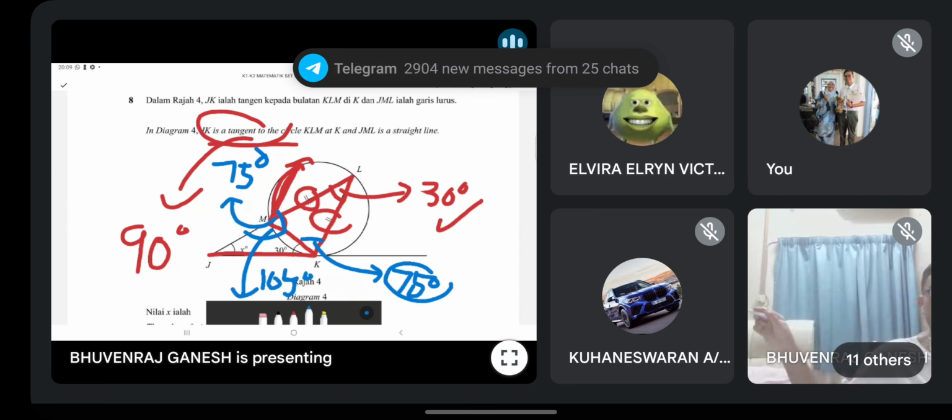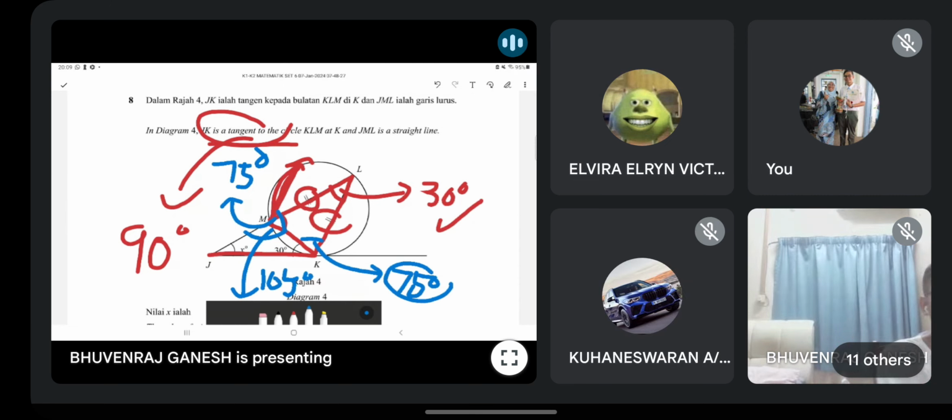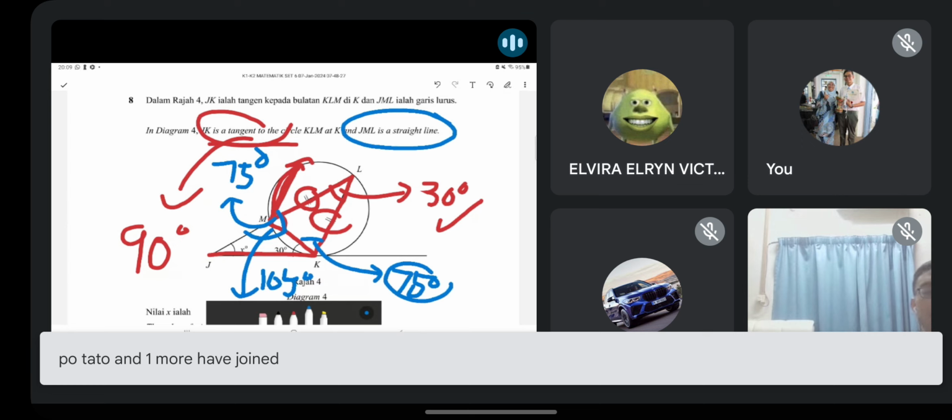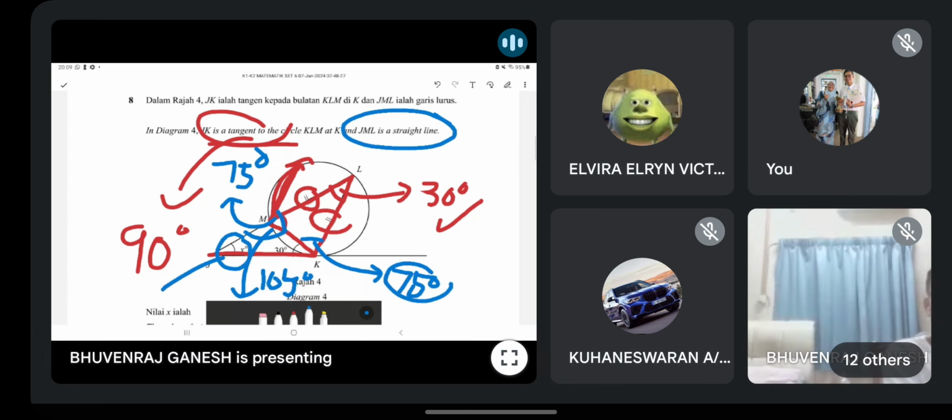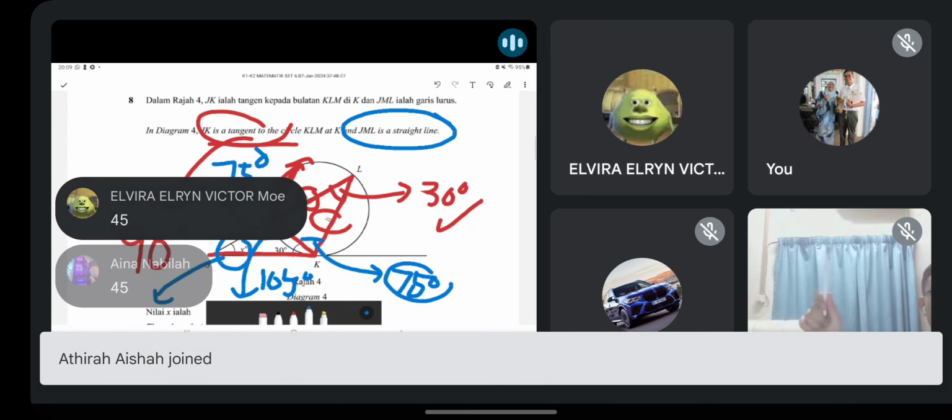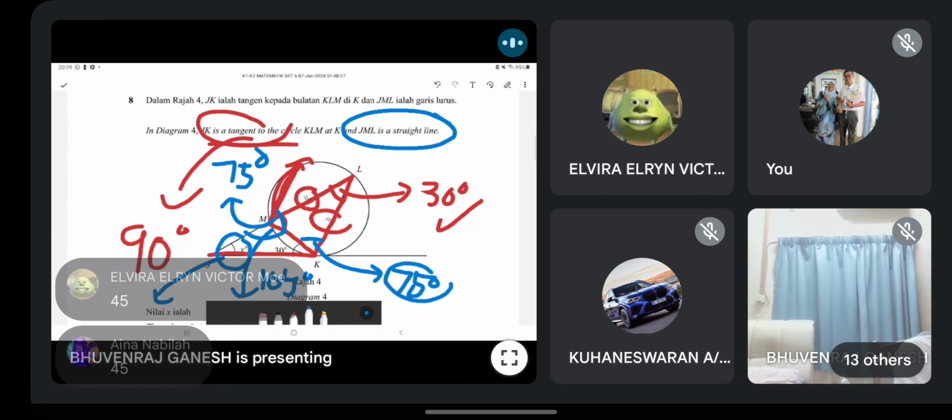105. Am I right? 180 minus 75, you get 105. Because JML is a straight line. Dia adalah garis lurus. Okay, so can anyone tell me apa nilai X sekarang? What will be the answer, guys? Faster, faster. Cepat. Apa nilai X? 45. Correct.